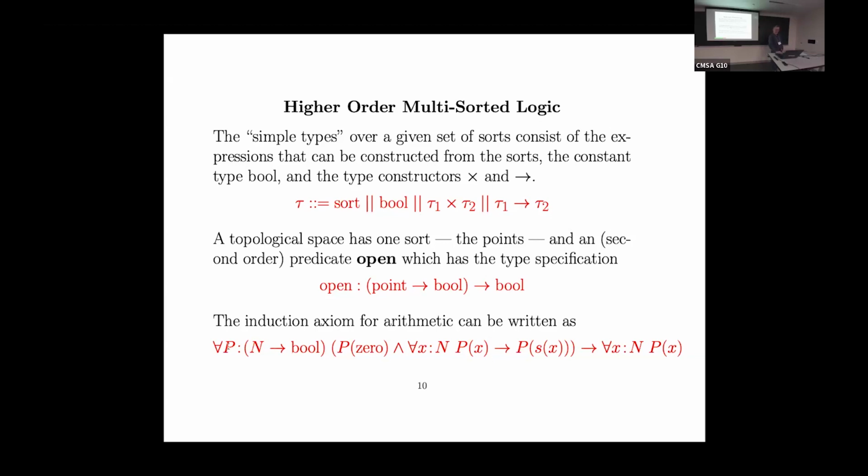Now, this is saying for all predicates, n arrow bool, and then it's the induction axiom. If the predicate is true of zero, and true of x implies true of successor x, then it's true of everything. Standard. Now, normally in Peano arithmetic, this is done with a first order schema, which makes the inference system enumerable.